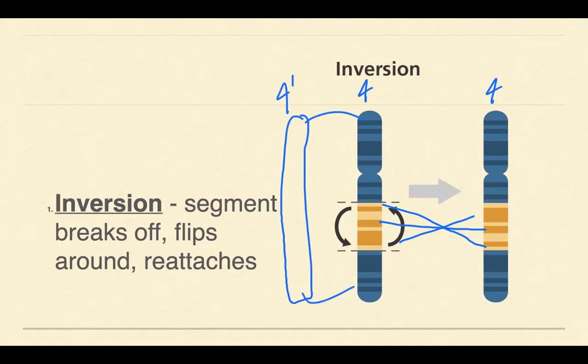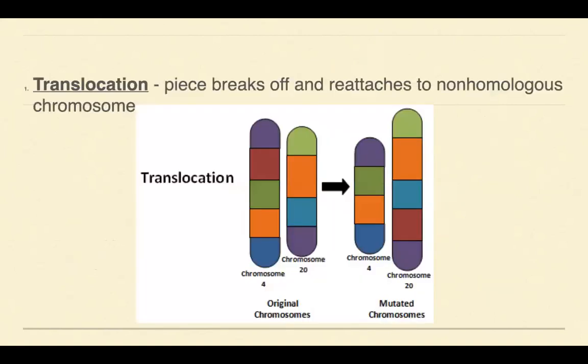So you can call this like mom and dad. But the point is crossing over occurs between homologous chromosomes. In translocation, you can see here, we've got chromosome 4, chromosome 20. They don't have the same genes at all. They contain completely different genetic information.